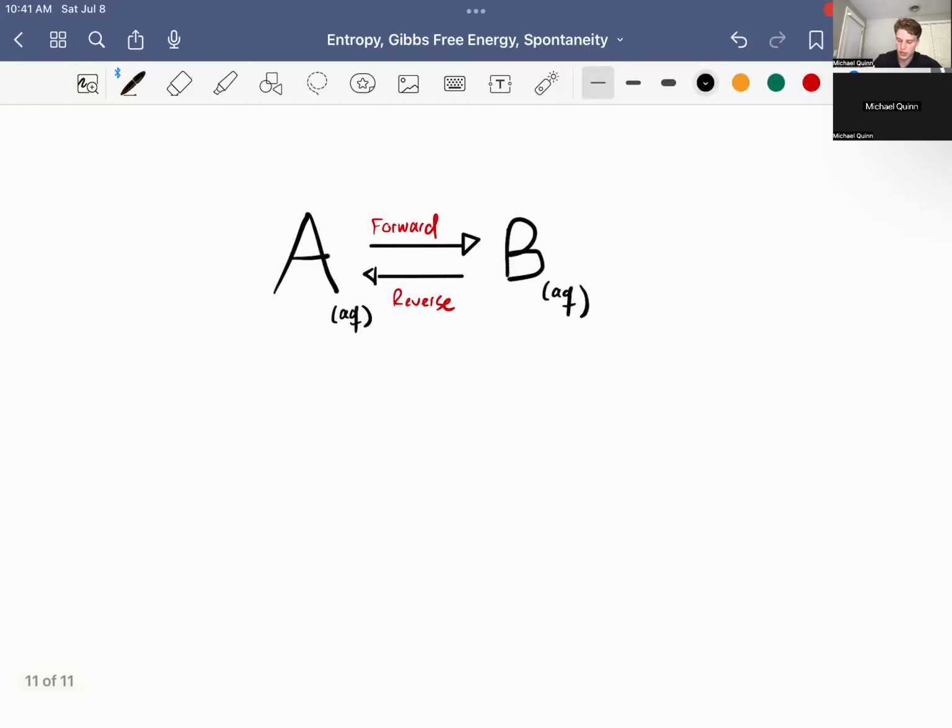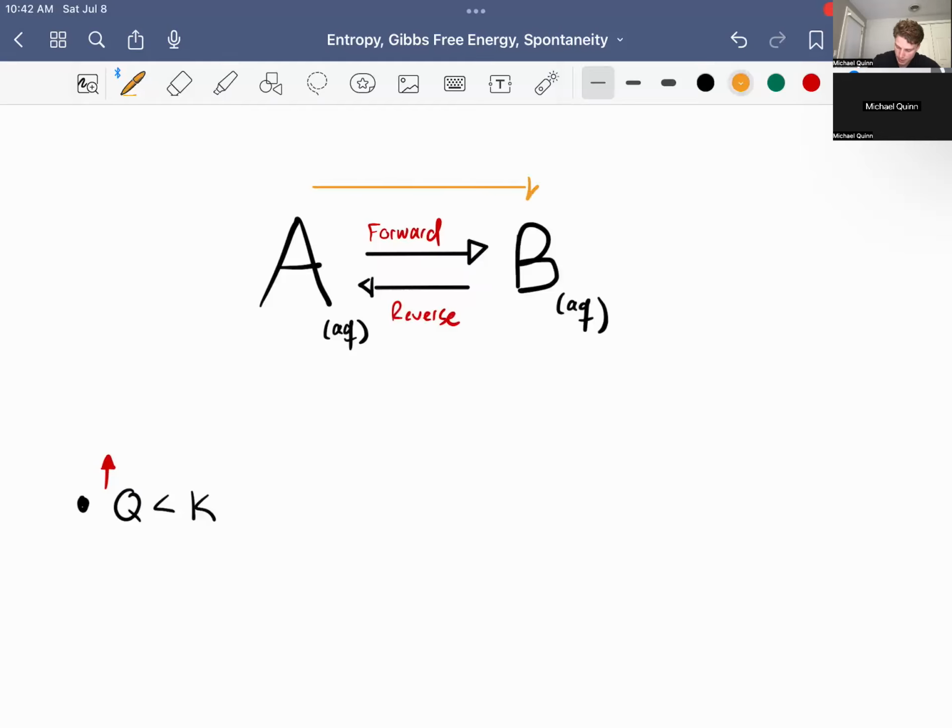So if we have a situation where Q is less than K, we know from previous videos that Q is always trying to get to a point where it is equal to K to establish equilibrium. So Q will have to increase. So in order for Q to increase, we would need to increase the concentration of our products. To do this, we should run this reaction in the forward direction.